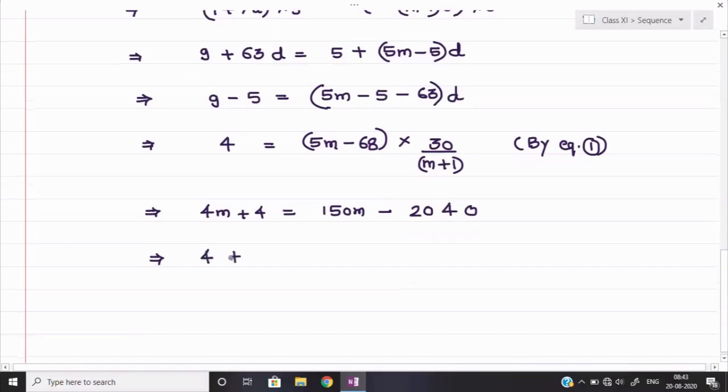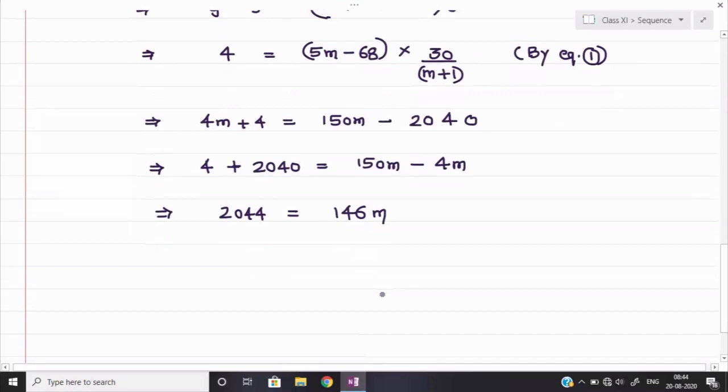So 4 plus 2040 is equal to 150m minus 4m. Okay, so this will become 2044, and here it will become 146m. Okay, so what is the value of m over here? We can say that therefore m is equal to 2044 divided by 146. Okay, let us cancel.